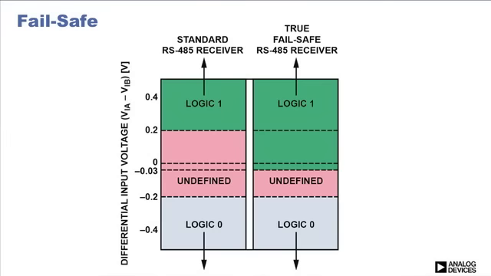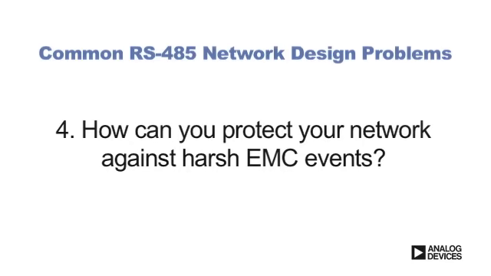If a transceiver is specified to have a true failsafe feature, it means that an offset has been added to the differential input threshold voltage. If all transceivers connected to the bus have true failsafe, the receiver outputs will always be defined. Let's move on now and look at the last and most severe problem. How can you protect your network against harsh EMC events?